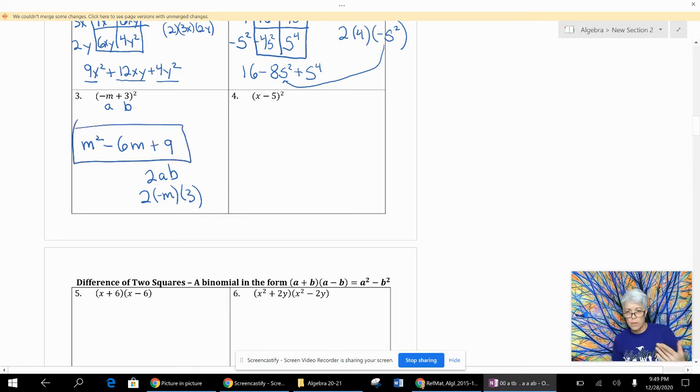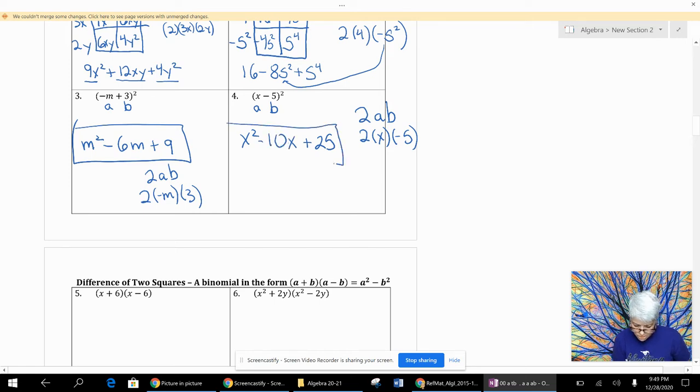Keep on going. I'm going to use the pattern method. I can see the pattern in this. So if this is A and this is B, that would be x squared. That would be a positive 25. 2ab would be 2 times x times negative 5, which would make the filling negative 10x. So fun.